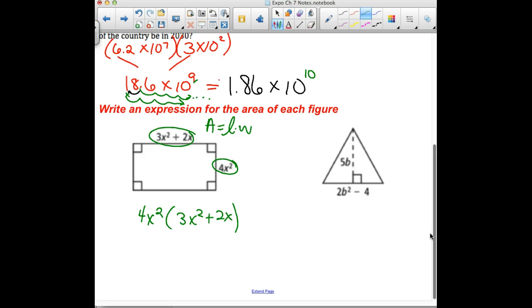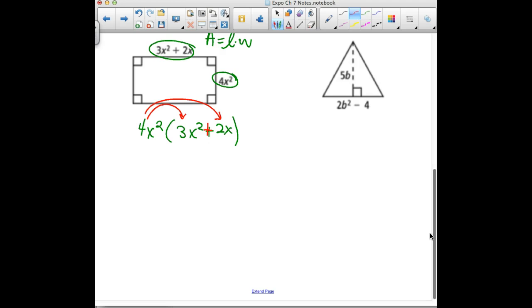But this is a case of having to distribute because we do have that addition sign here. We are going to have to multiply the 4x squared to that first term, and then again we have to multiply it to our second term. So in this case, 4 times 3 would be 12. X squared times x squared would be x to the fourth. Distributing to our second term, we have 4 times 2, and we have x squared times x. And that would be another way of saying the area of that rectangle.